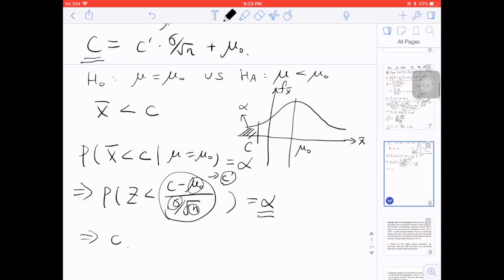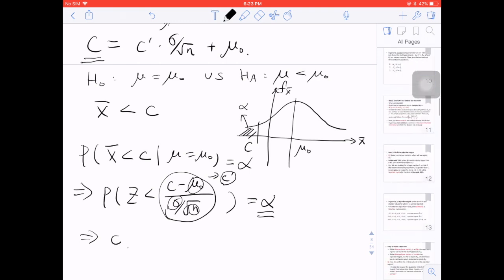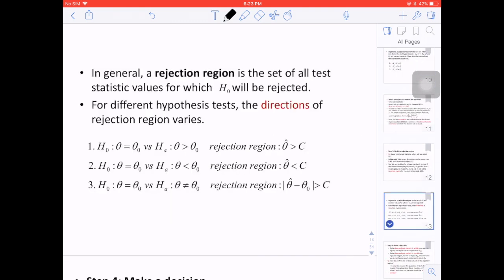All right, so we can have a general look at this one. Okay, so in general, a rejection region is the set of all test statistic values for which H0 will be rejected. For different hypothesis tests, the directions of the rejection region vary.